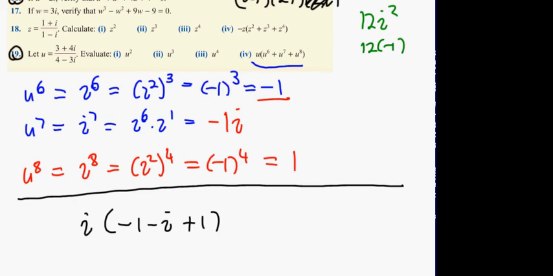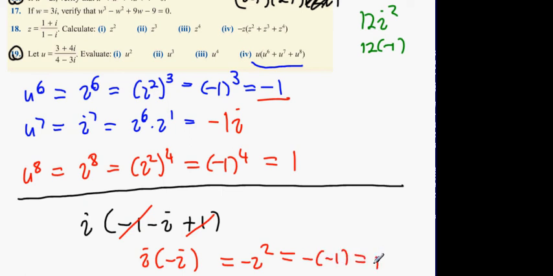Now what cancels in the bracket? Minus 1 and plus 1. And you're going to get i times minus i. We get minus i squared. And what is minus i squared? Minus bracket, minus 1. Minus 1. You get plus 1.